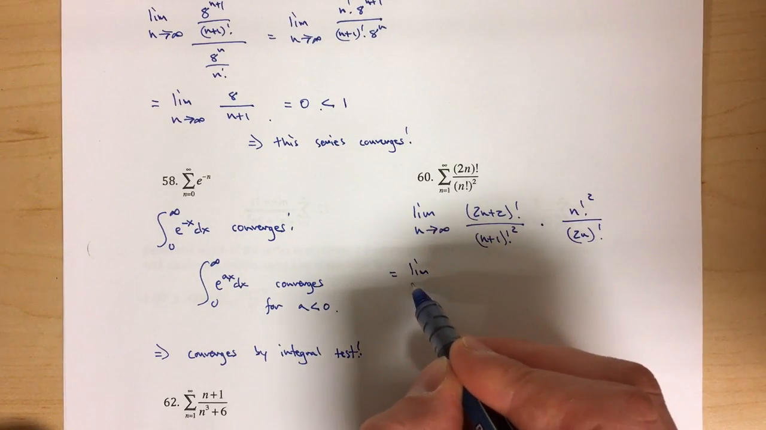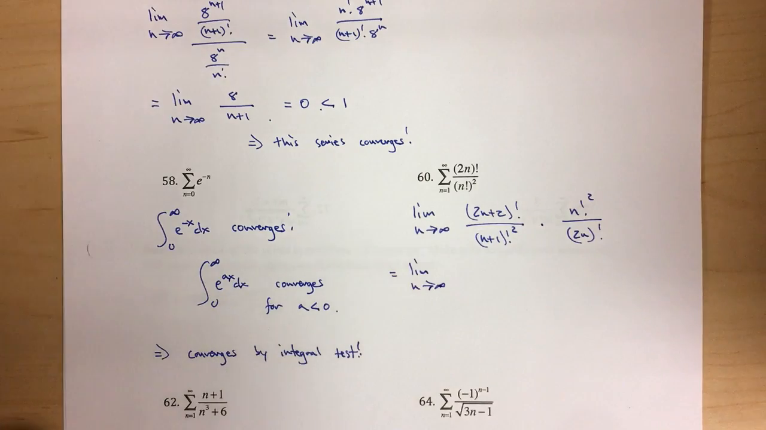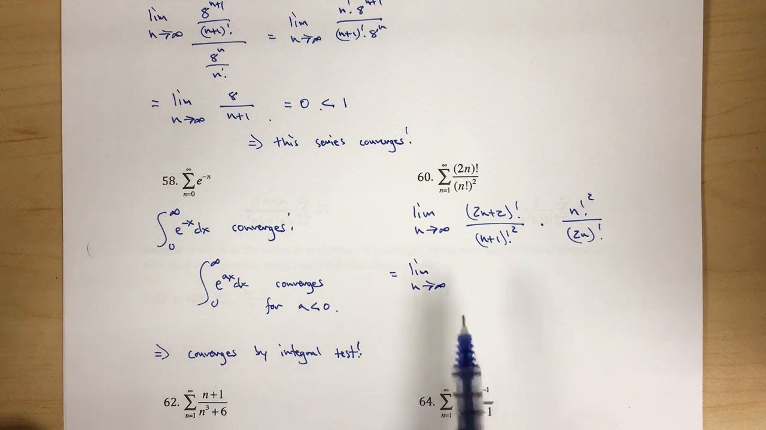All right, and let's see what happens to this limit. If it's less than 1, then it converges. If it's greater than 1, then the series diverges. And if it's equal to 1, well, we'll have to try something else.